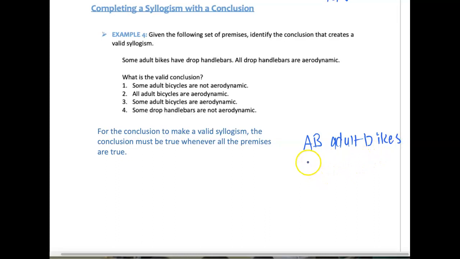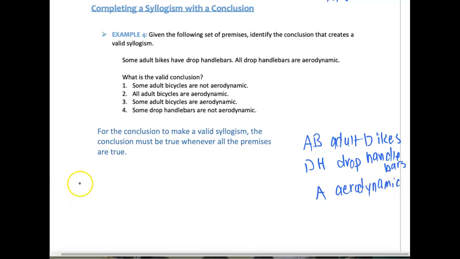What else do we have? Drop handlebars. Let's call that DH for drop handlebars. And then we also have aerodynamic. Let's just call that A for aerodynamic. All right, now let's draw our Euler diagram.